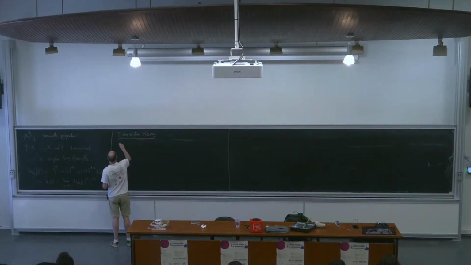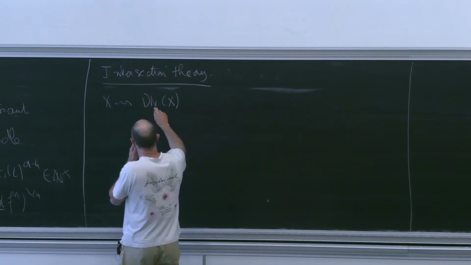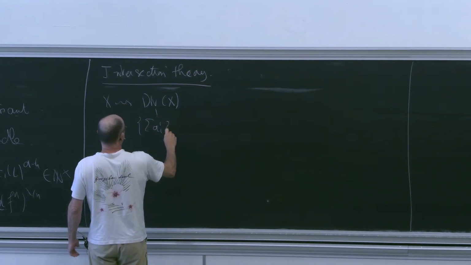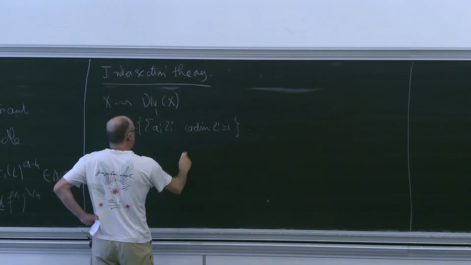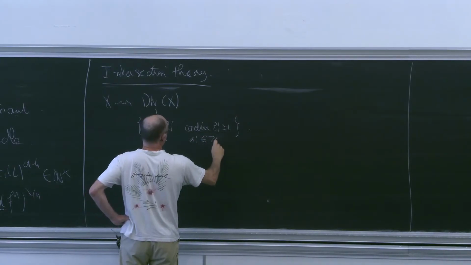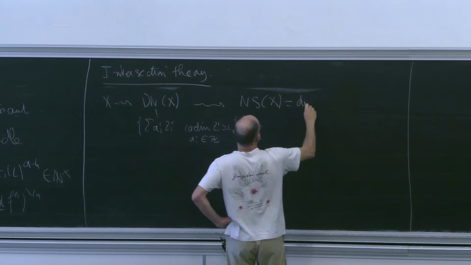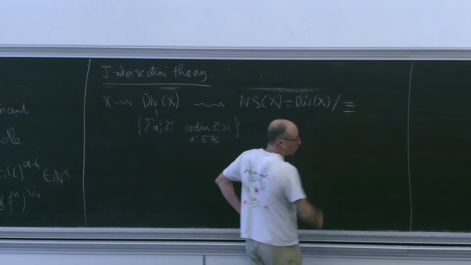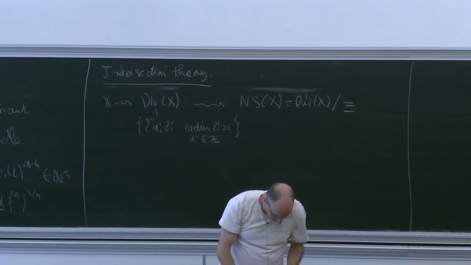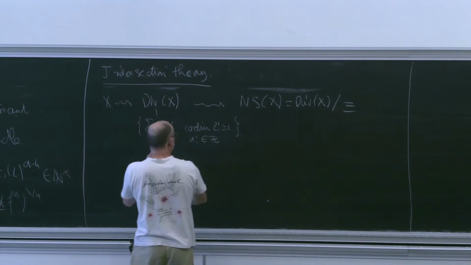So basically, what I want to do, as in dimension 2, is consider the space of all divisors, sum of a_i Z_i, where the codimension of Z_i is 1 and a_i is an integer. And then I want to define also the Néron-Severi space, which is the space of divisors on X modulo numerical equivalence. So how is this defined?